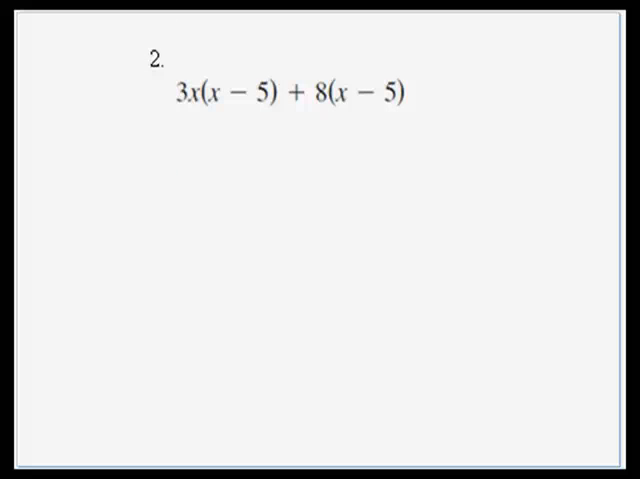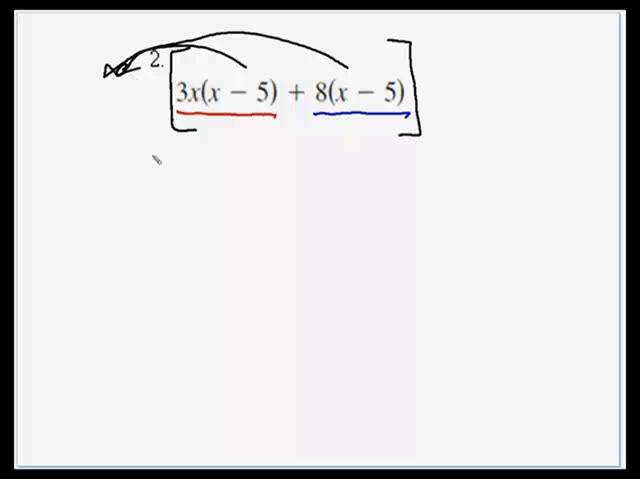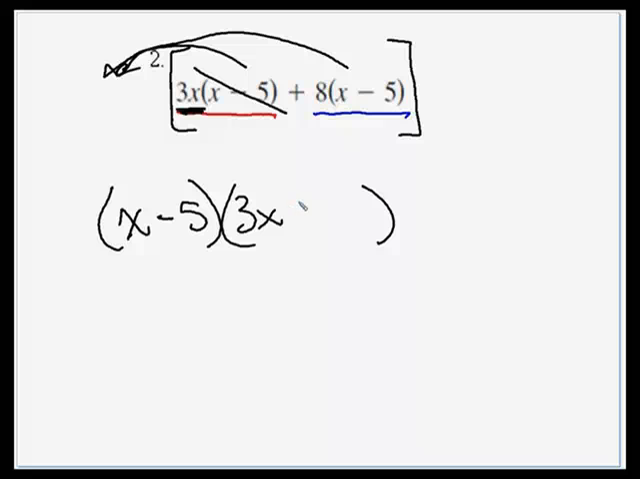Number 2, same directions, factor out the common factor, and we've done several of these in class, in the team practice problems, and in the homework. Think about a big set of brackets here. Underlined in red is our first term. Underlined in blue is our second term. What is common to both that we can factor outside of the brackets? Well, that would be a quantity, x minus 5. And then what would be left inside? If I factored out this x minus 5, the 3x remains inside. And then we have plus. I factored out this x minus 5, so there's an 8 that remains. So the quantity x minus 5 times the quantity 3x plus 8.